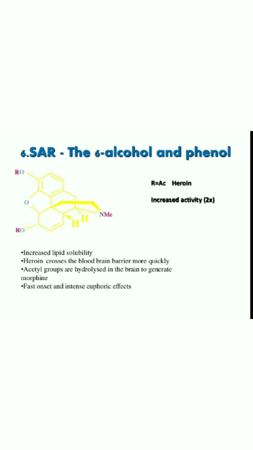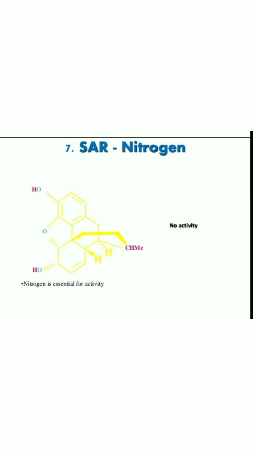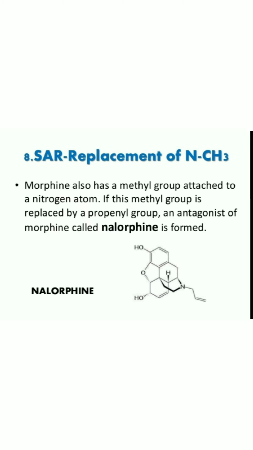If the R group is converted to the acetyl group, the compound you get is heroin, which has increased solubility. Heroin can cross the blood-brain barrier very easily. The acetyl group is hydrolyzed in the brain to generate morphine. It has a fast onset of action and an intense euphoric effect. So heroin has been banned in many countries, and it is considered a narcotic drug. The nitrogen is very important for the activity. If the NCH3 methyl group attached to the nitrogen of morphine is replaced by the propenyl group, an antagonist of morphine called nalorphine is formed.